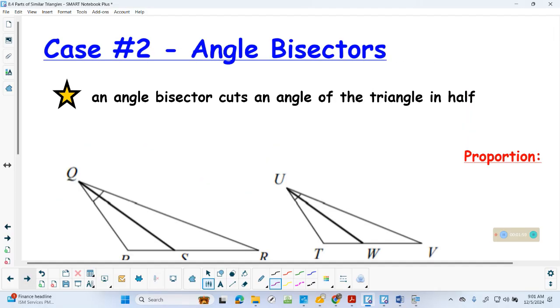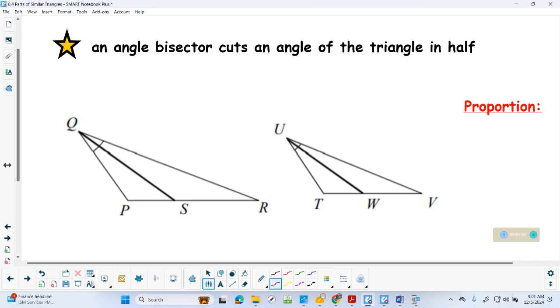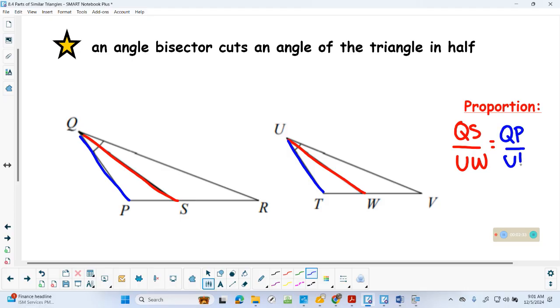Now, the second case, we know this phrase, angle bisector. Of course, it cuts the angle in half. So you're going to fill in the proportion again. Same thing, the first thing I'm going to look for is this angle bisector, so QS and UW. I'm going to start with that. From there, it's kind of like the last one. It just depends on what they give you for sides. They might give you these left sides, so I'm going to put QP over, of course, UT.